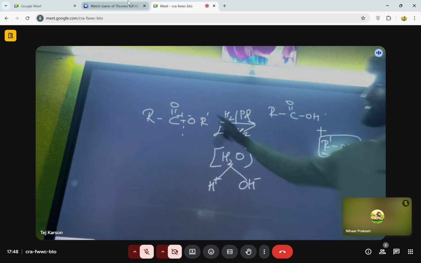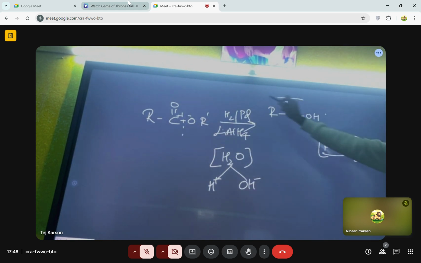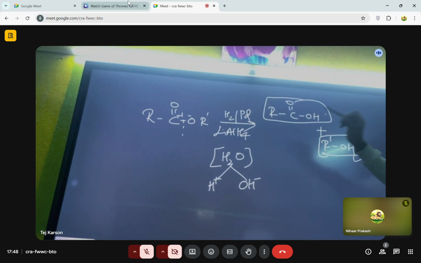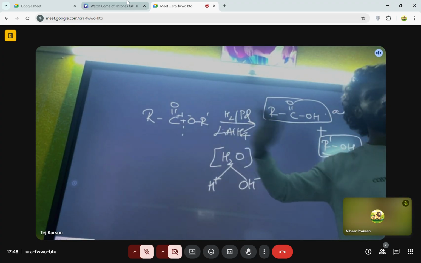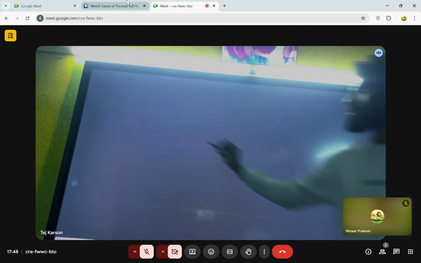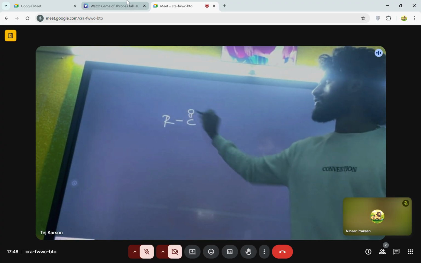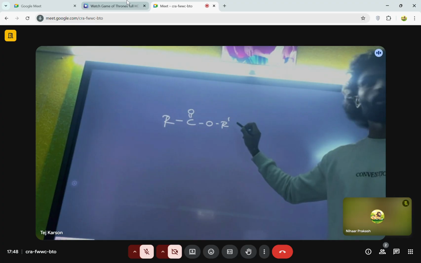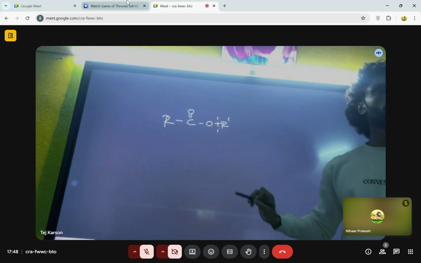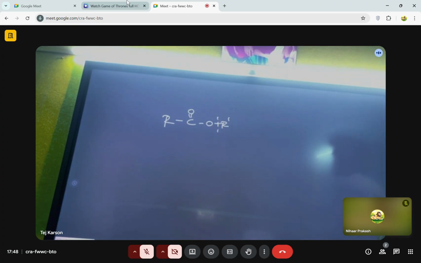Now focus here. If I break this, I'm getting one acid, C double bond O single bond OH. One acid is there, one alcohol is there. Nothing wrong here. But for acid and alcohol to be formed, I assumed that the bond between C and O will break. Now let's assume the bond between O and R will break. Let's see what happens there. So R, C double bond O, single bond O, R dash. Now by chance this breaks. R dash meaning some kind of alkyl group. An alkyl group 100% will have some kind of C there.